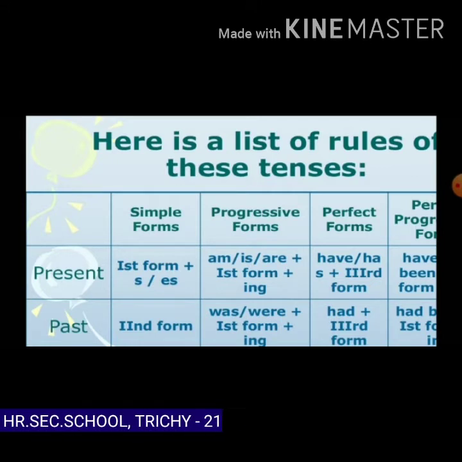Past: second form, was, were. Okay, I am writing a test, I was writing a test. So continuous form, second form, continuous form. Just we have to understand where we will use was and were. When the subject is plural, we can use were. We were listening to the class. They were listening to the class. Okay, they were. I was listening.